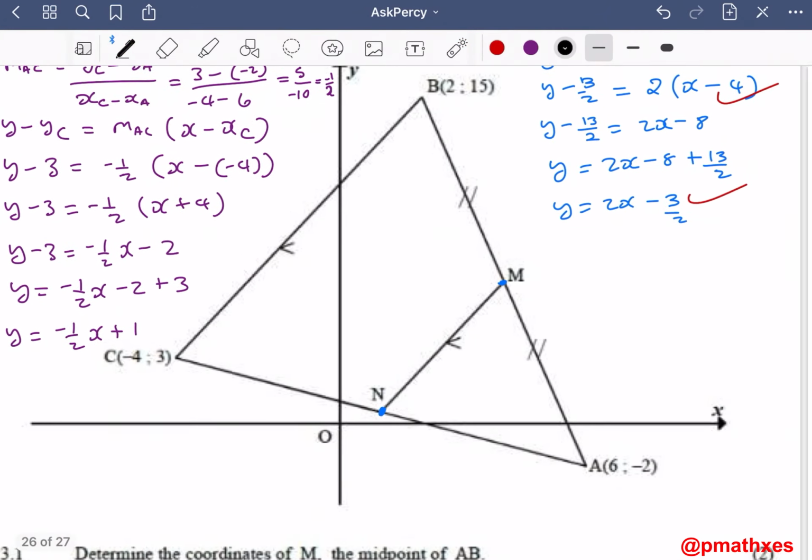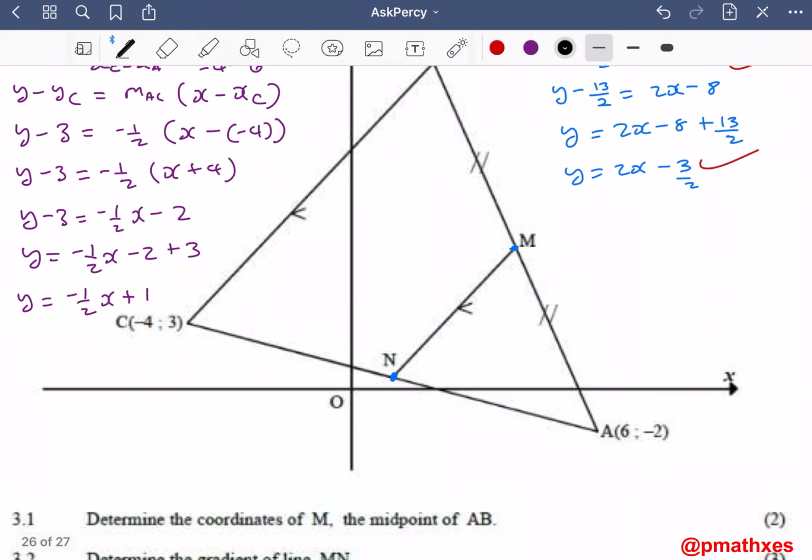Okay, so what are we saying really? We're saying at that point, the blue line, which is 2x minus 3 over 2, is equal to the purple line, which is negative 1 over 2x plus 1. At this point, those two lines are equal. So then you solve for x. The x value that you're going to get there is the x value of n.